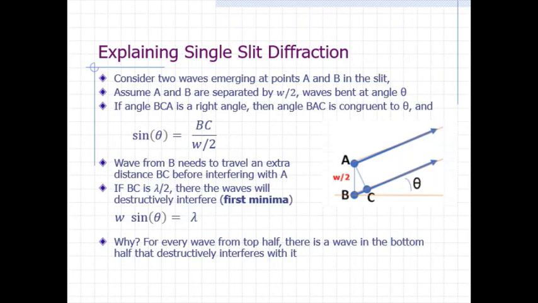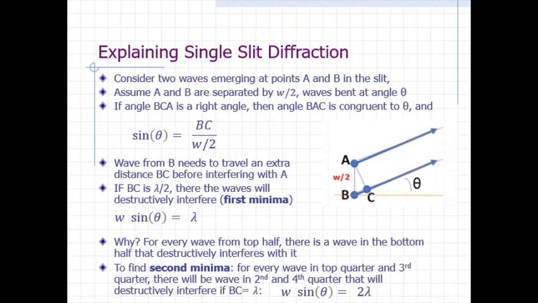How about the second minima? If length BC is equal to lambda, then for every wave emerging from the top quarter, there will be a wave emerging from the second top quarter that will destructively interfere with it. Likewise, for every wave emerging from the third quarter, there will be a corresponding wave in the bottom quarter that will interfere with it. It can be easily shown that, for the second minima, W times sine of theta will be equal to 2 times lambda.